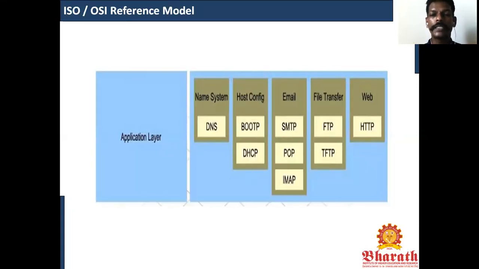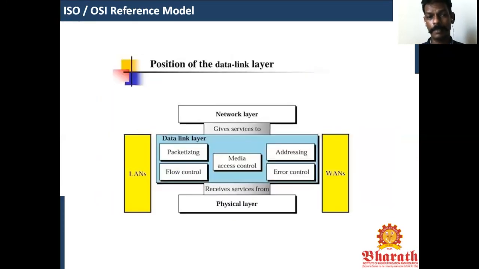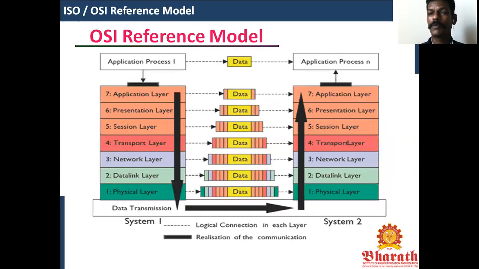Then I use SMTP, the Simple Mail Transfer Protocol, and POP3 and IMAP. These are the protocols we use to transmit mail from the source machine to the destination machine. Next come the File Transfer Protocol and HTTP. These are some of the services we provide in the case of your web browser. So these are some of the layers we studied in the OSI reference model.